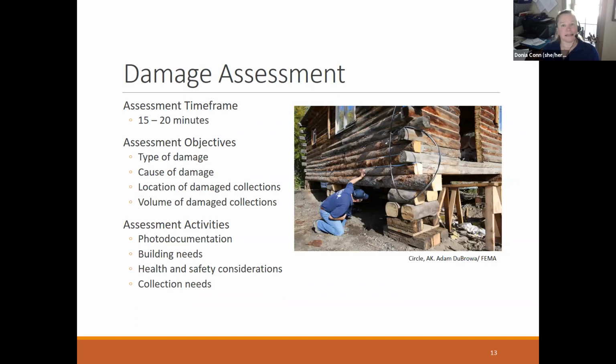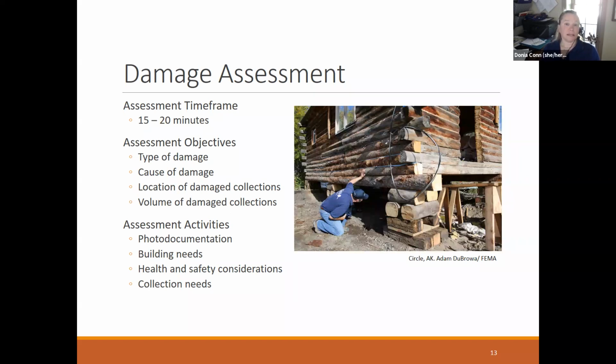So what is this damage assessment that this team is going to be going in and doing? It's going to be a very short information gathering session. You're going to go into the building for maybe 15 to 20 minutes, at most a half an hour, because it's just information gathering. You're not going to be picking anything up. You're not going to be moving anything. You're not going to be starting to salvage anything. You're just going in and looking. So it doesn't take that much time.